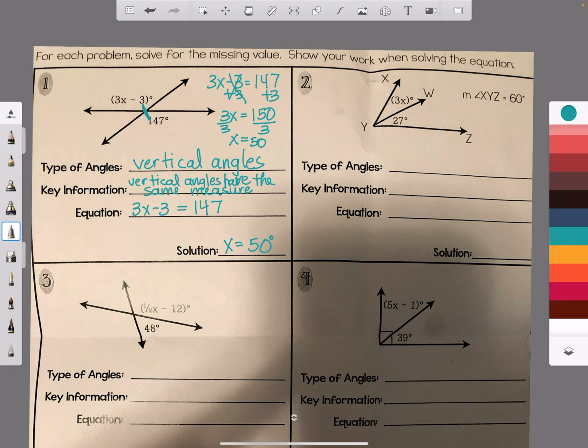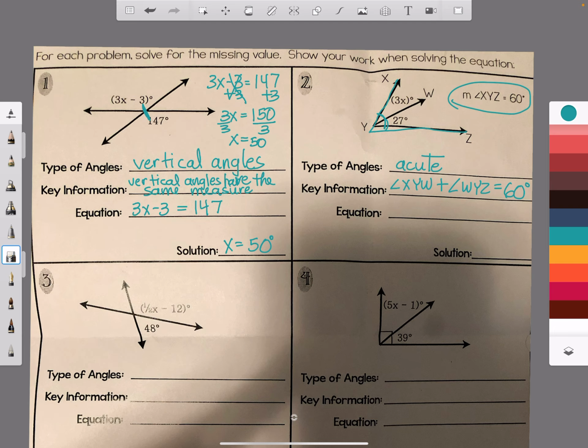we have that, I'm not sure what type of angle this is, except that it's acute, I guess. Key information is that the measure of the two angles will equal the 60 degrees. Since XYZ is 60 degrees, then the two of them together have to equal 60 degrees. So that would be angle XYW plus angle WYZ is going to equal 60 degrees.